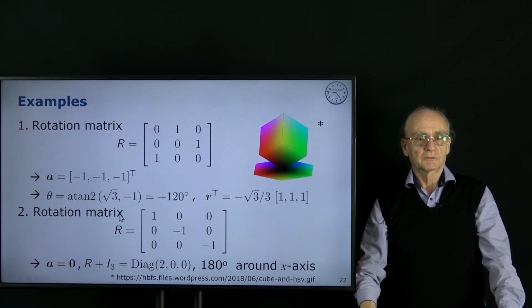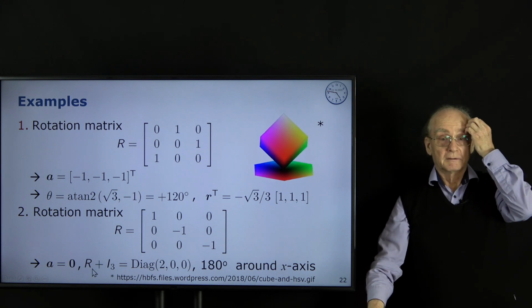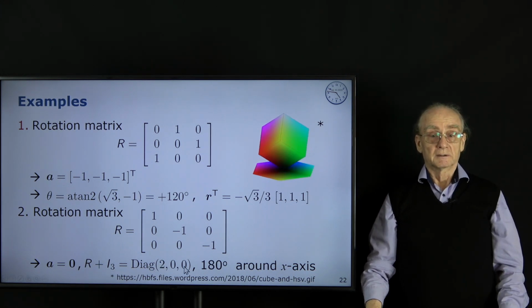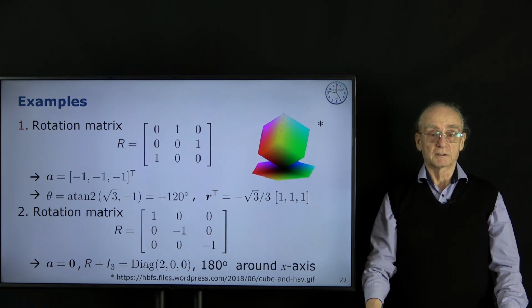Now let's go back to the rotation matrix with 1, minus 1, minus 1. We have seen in the previous example that this diagonal matrix leads us to a rotation around the x-axis by 180 degrees. We saw this in the previous case.